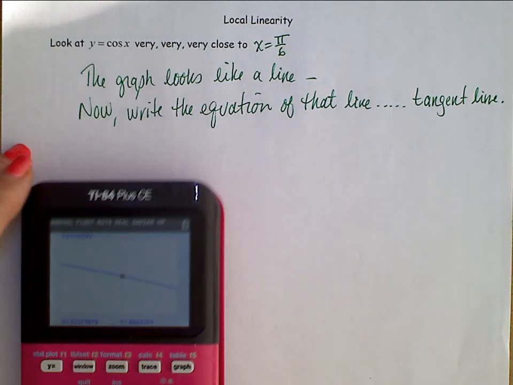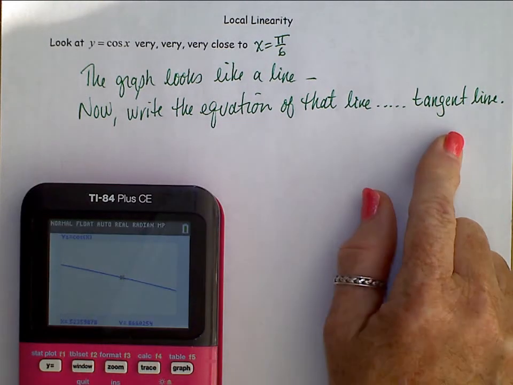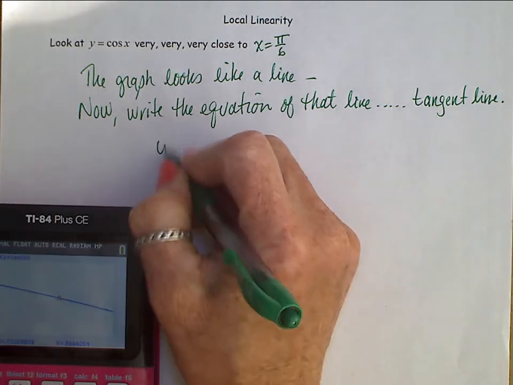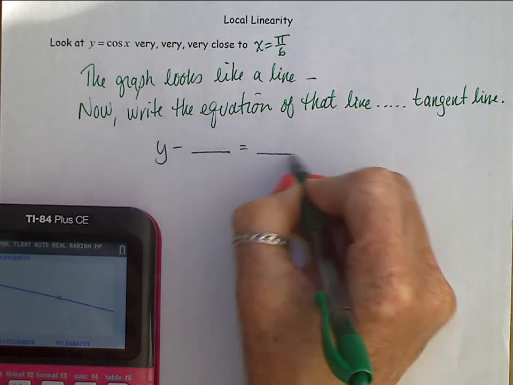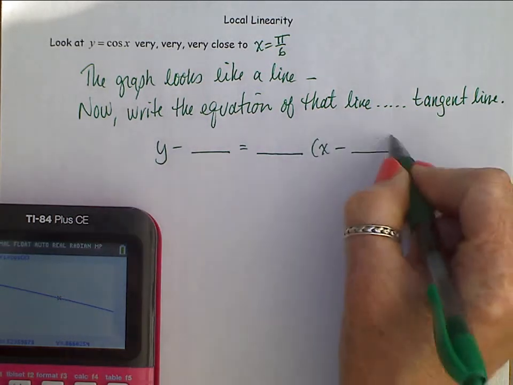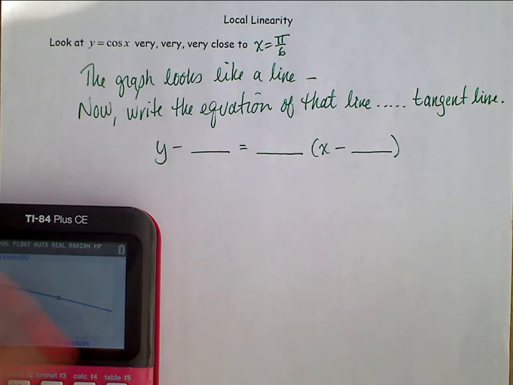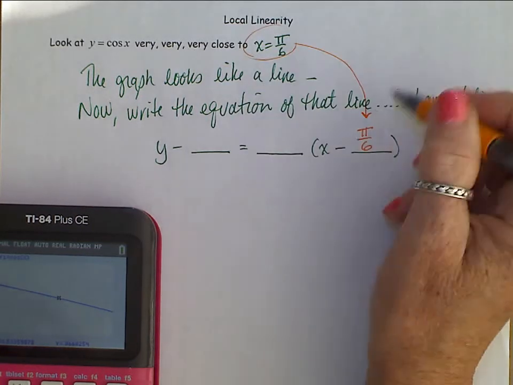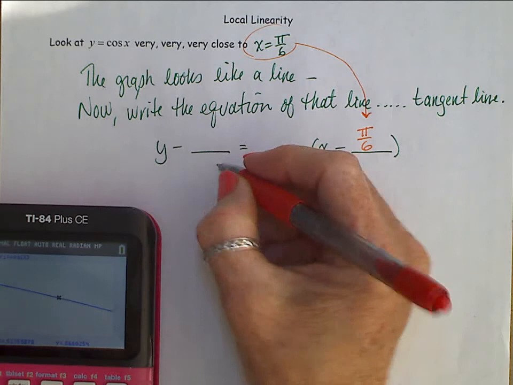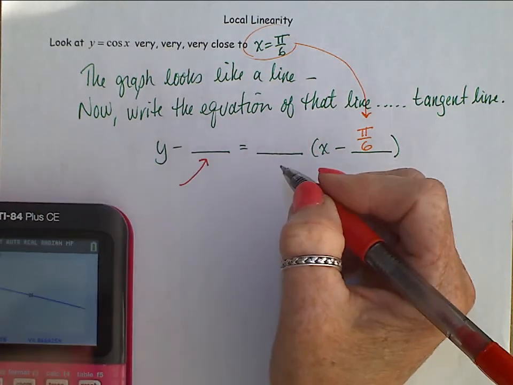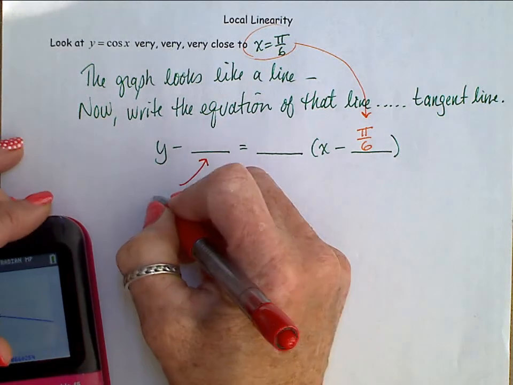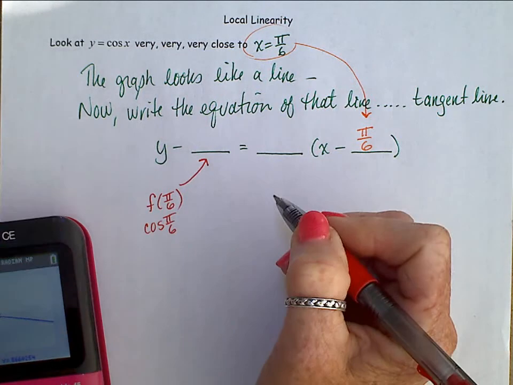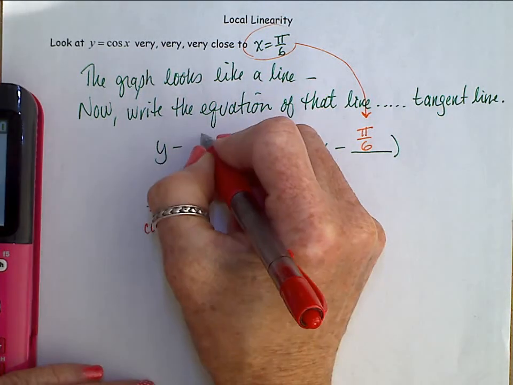And I want you to write the equation of that line, which is the tangent line. So let's set up like we always do. y minus something equals slope times x minus something. Pi over 6, that's what we were getting close to. That's right here. Right here, that's the function evaluated at pi over 6, which would be cosine of pi over 6, which is, yes, square root 3 over 2.